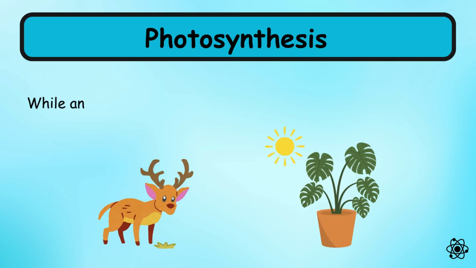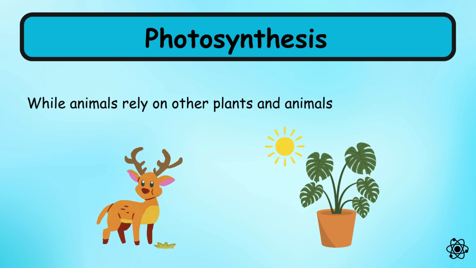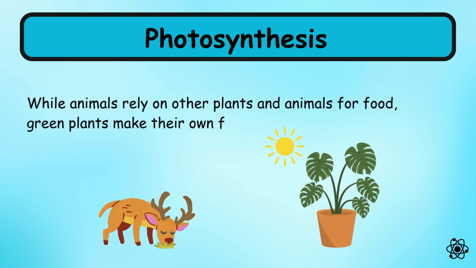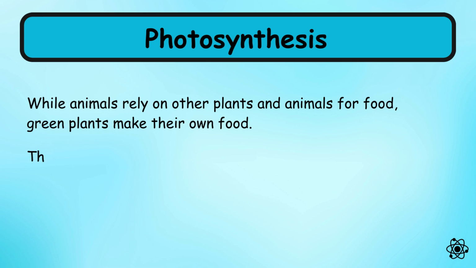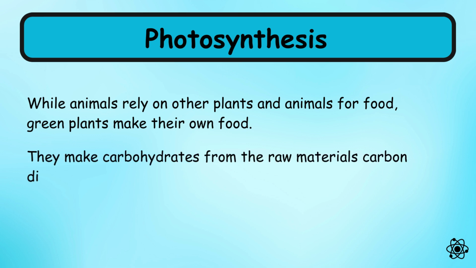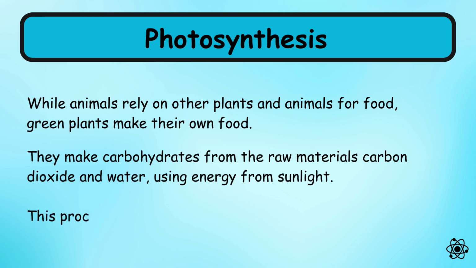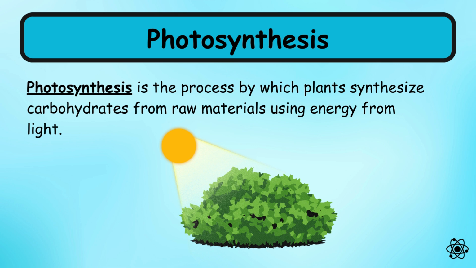This video summarizes Topic 6, Plant Nutrition. While animals rely on other plants and animals for food, green plants make their own food. They make carbohydrates from the raw materials, carbon dioxide and water using energy from sunlight. This process is called photosynthesis. So, photosynthesis is the process by which plants synthesize carbohydrates from raw material using energy from light.